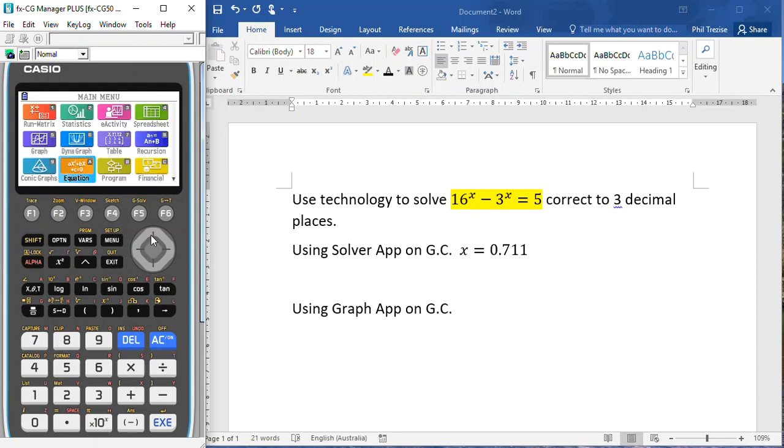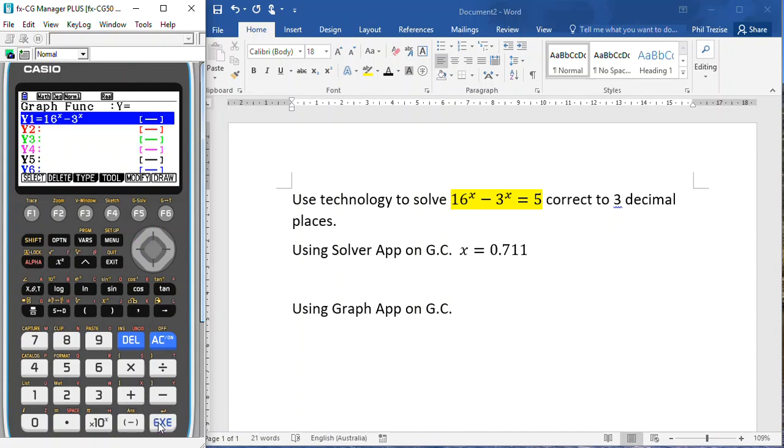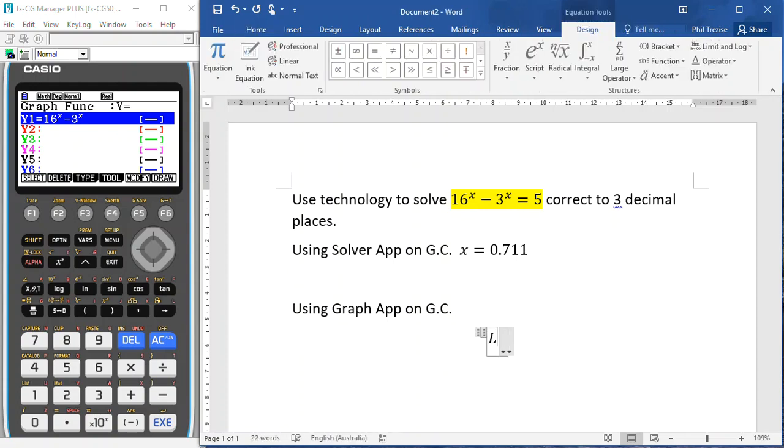An alternative way is to use the graphing app. So if I go to the graphing app here, I've already entered the left-hand side of this function. Now to explain a little bit of what I'm thinking here, I'm thinking to myself that the left-hand side of the equation that we were given is a function of x, and that function is, as we said there, 16 to the power of x minus 3 to the power of x.